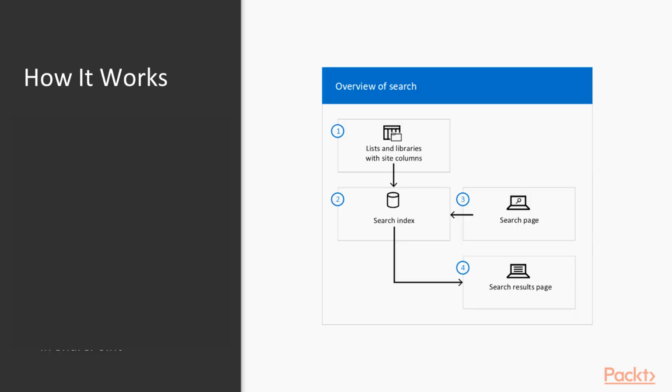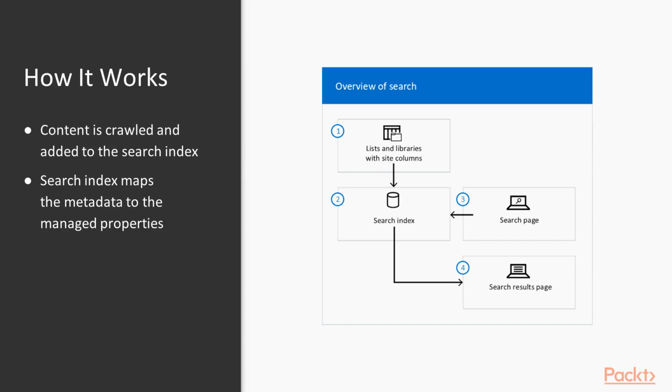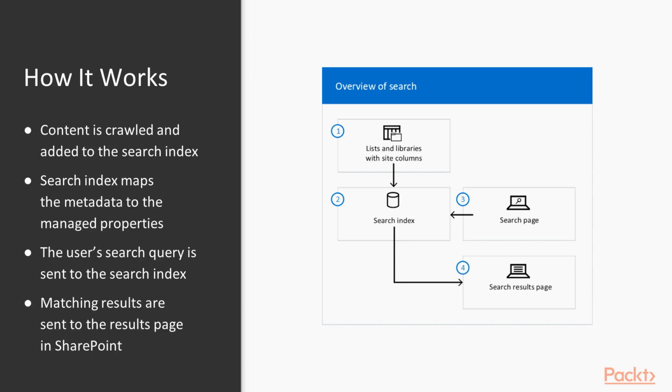Here's a high-level overview of how search works within SharePoint. The key mechanism that makes search work is the search index. First, the content within SharePoint is crawled and it's added to the search index. Then, the search index maps any metadata that's associated with the content to managed properties. These managed properties make it easier to find content throughout your environment. Next, when a user makes a search, that search query is sent to the search index for processing. And then finally, any results that are matched to the user's query are sent to the results page in SharePoint.